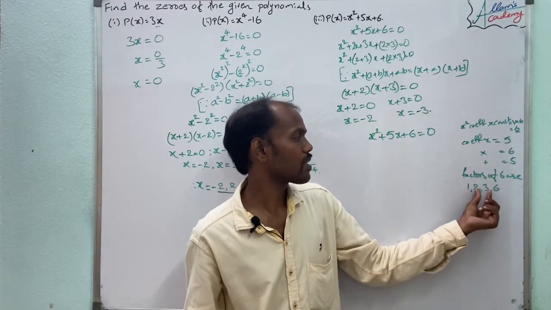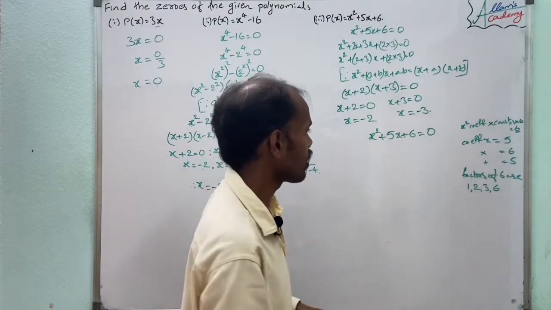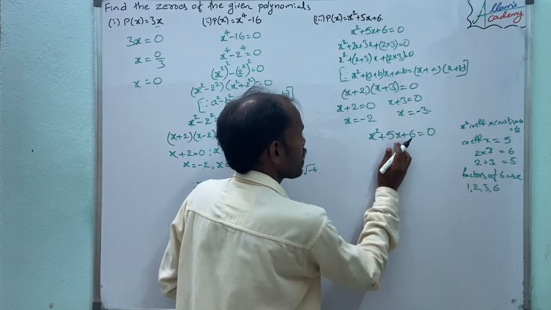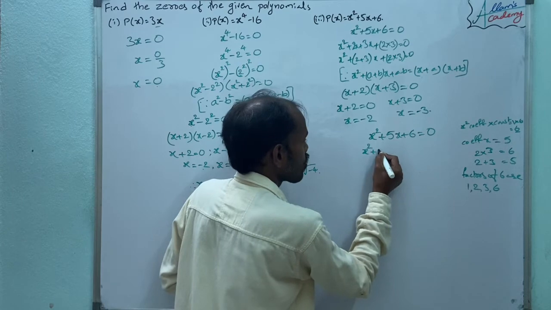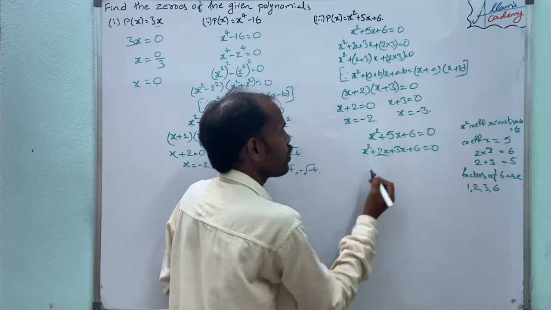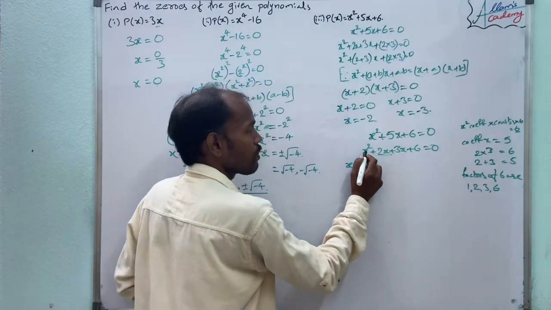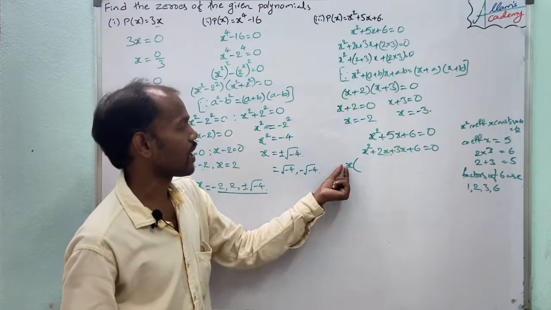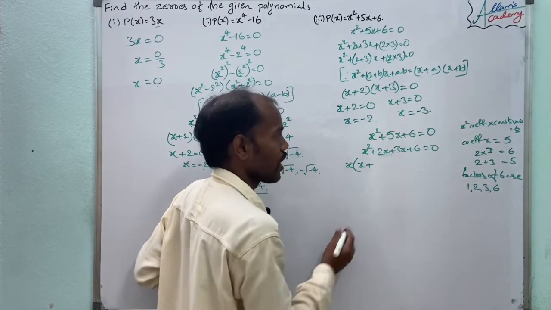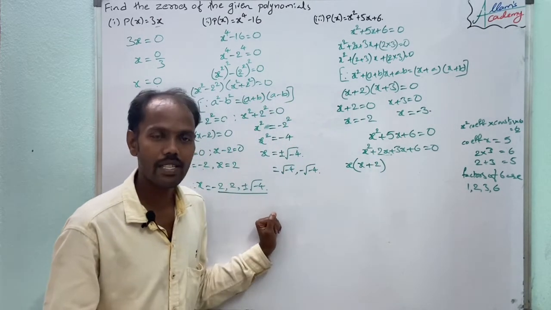So we take 2 and 3. 2 plus 3 equals 5, and 2 into 3 equals 6. So taking 2 into 3 and 2 plus 3, only then we get the correct result. So in place of 5x we take 2x plus 3x. Now in both terms x is the common value. x common taken means x square is x into x. Taking x outside, x remains, and in 2x, taking x outside, 2 remains, and the plus symbol is written.